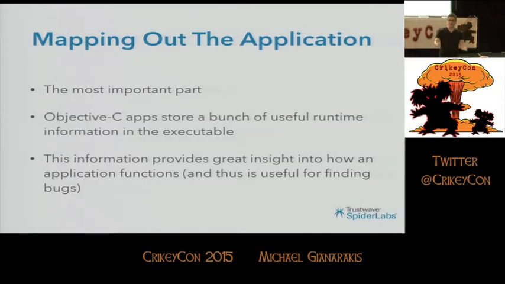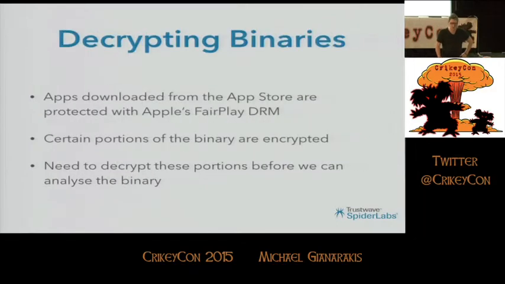It's the most important part, obviously, for any application testing or network testing: doing your reconnaissance and understanding how things work is definitely important. Objective-C apps store a bunch of useful runtime information in the executable, which really helps us out a lot. It can provide great insight into how the application functions, and obviously that has security implications. It's great for helping us find bugs.